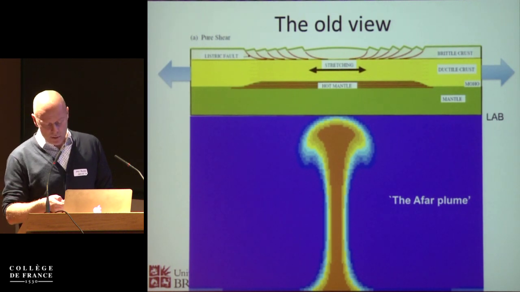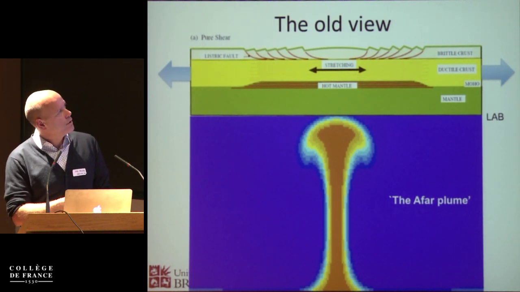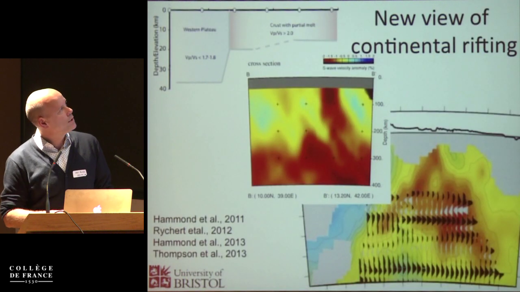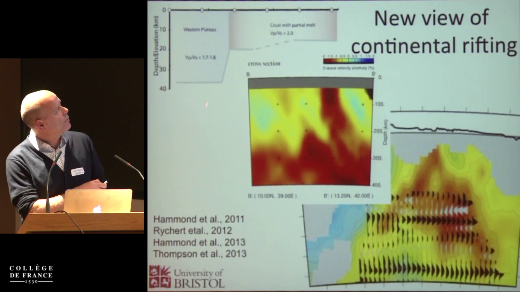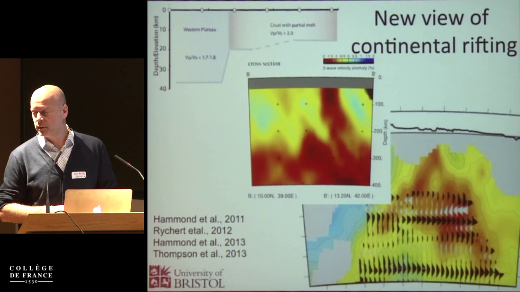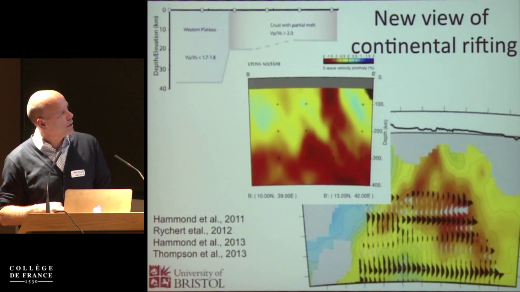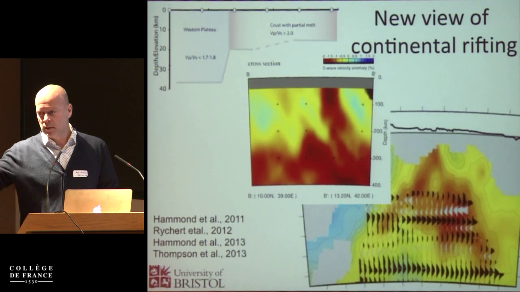So going back to the sort of early cartoons, this is the old view of continental rifting, where we've got distributed deformation and stretching and the so-called Afar plume. And this is sort of the emerging picture, which is nothing like that. We've got really abrupt flanks to the rift in the crust and lithospheric structure. We've got a broad low-velocity zone that underlies the lithosphere.